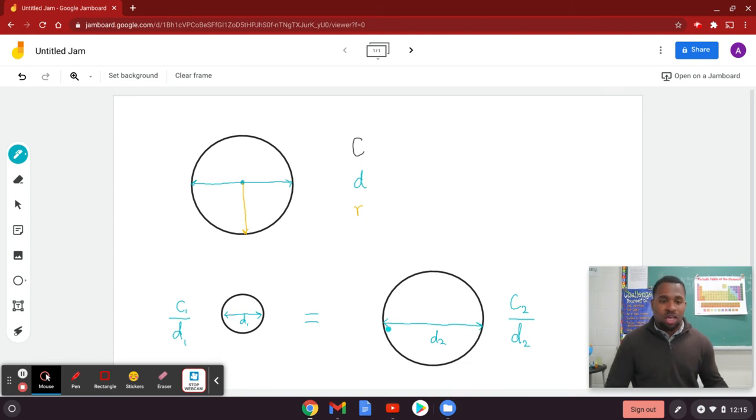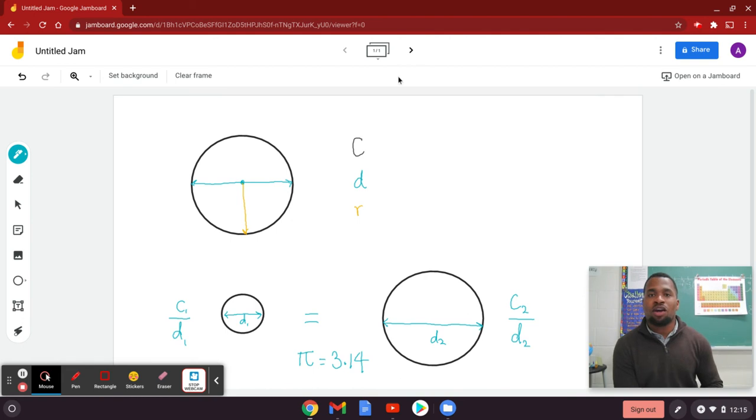And that value is represented as what? Pi. Pi is a common value that makes C1 over D1 equal to C2 over D2, and pi is equal to 3.14. This number takes us to many things. You can determine the diameter and the radius of a circle, and you can use this to determine the area.